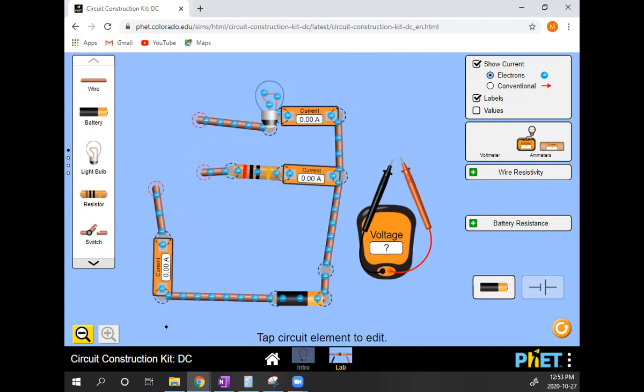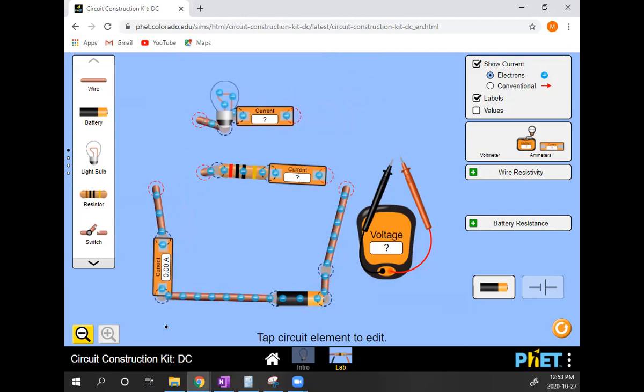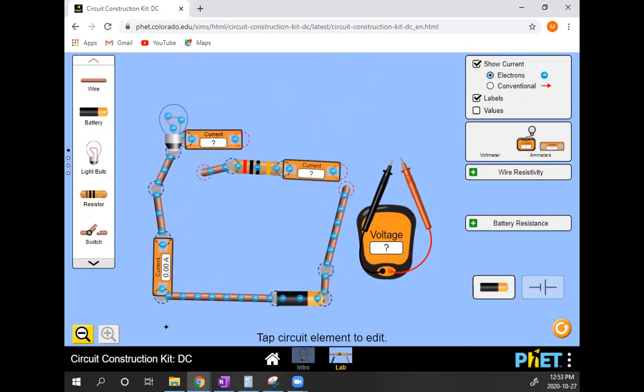Let's get rid of some of this wire. I'll break this connection as well. Let's delete that wire. Okay, I'm going to move my light bulb over here. I'm going to connect it with the wire. Then I'm going to put my resistor in here.